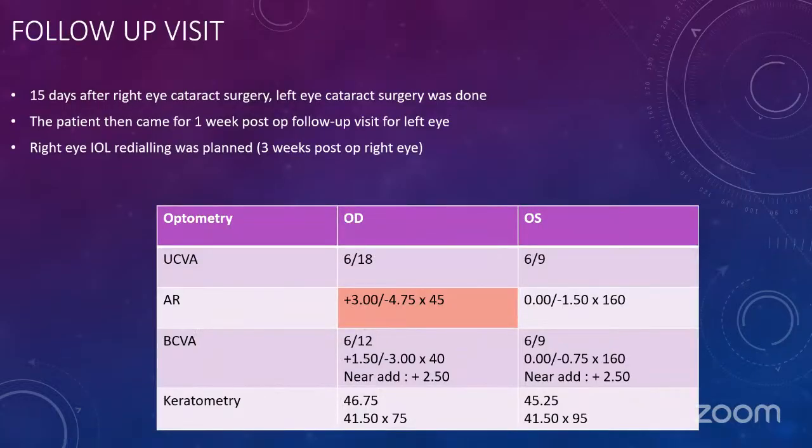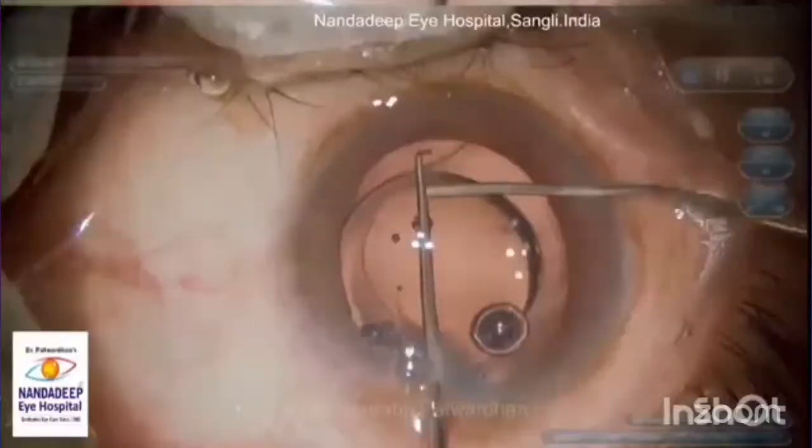So then the patient was sent home, and 15 days after the right eye cataract surgery, the left eye cataract surgery was planned, and he then came for the left eye 1 week post-op follow-up. And on that follow-up visit, again we can see that the right eye showed the cylindrical error, that is minus 4.75, whereas the left eye showed an uncorrected visual acuity of 6 by 9. So the right eye IOL realignment was planned, and this was 3 weeks post the right eye surgery.